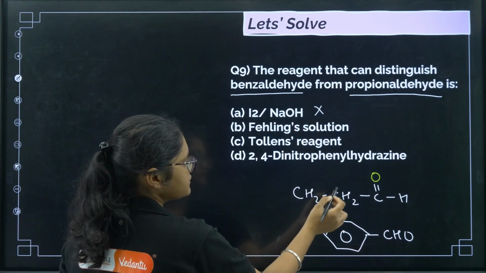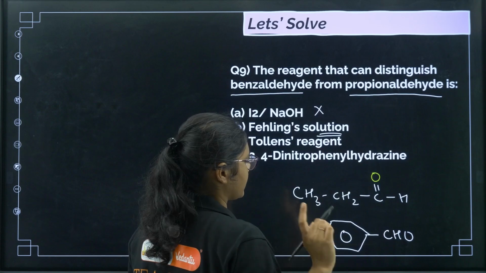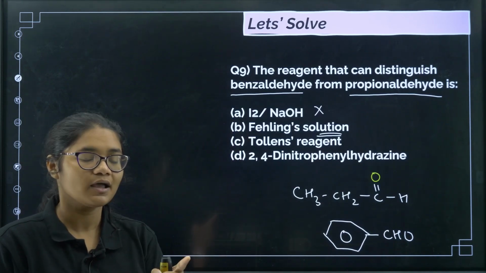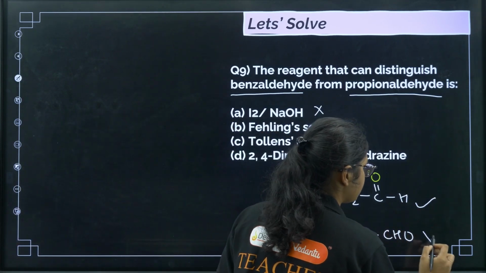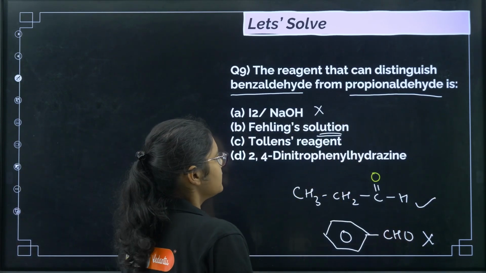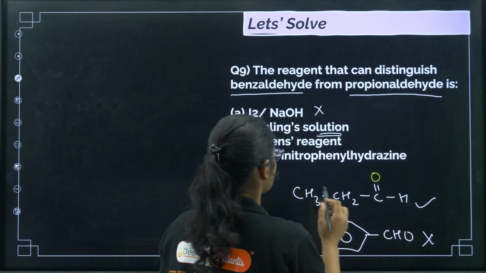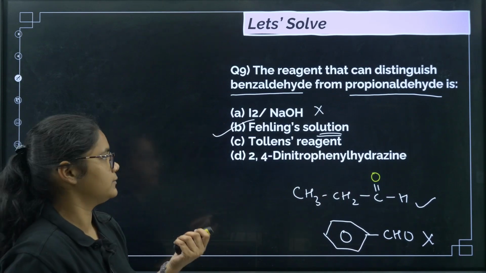I2NaOH will not react with any of them, so we cannot use this one. Fehling solution: I told you one very important thing, that aromatic aldehydes do not react whereas aliphatic aldehydes will react. So with Fehling solution this one will react but this one will not react, right? So this can be used. Tollens test, again both will react. 2,4-dinitrophenylhydrazine, again both will react. So the correct answer is Fehling solution.